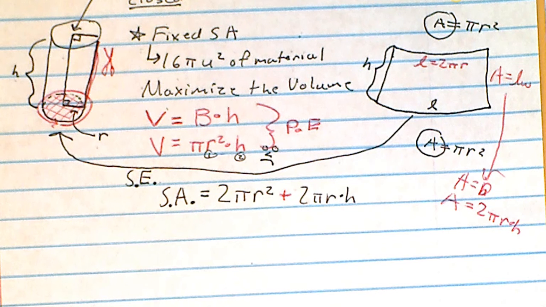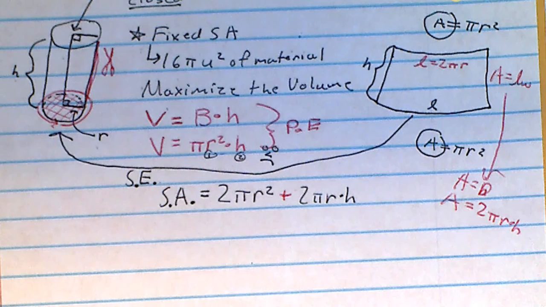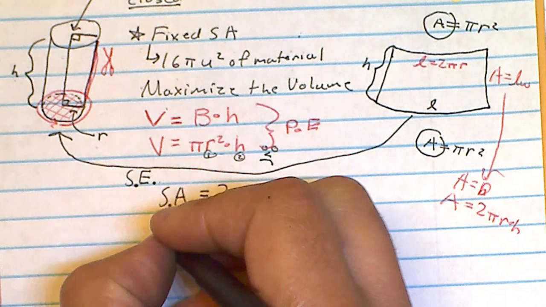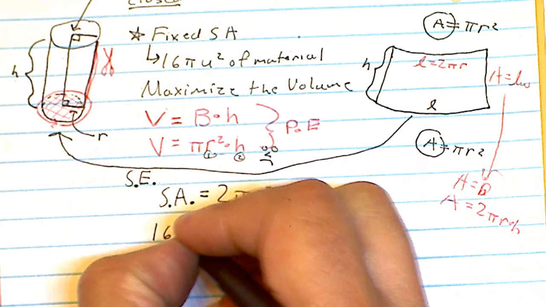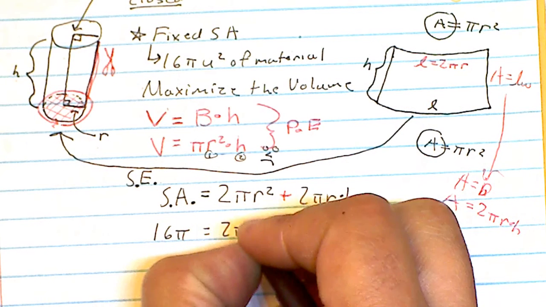Wheels turning. What do I do next? I want to solve, but I also need to plug in what? Yes, the given surface area. 16 pi equals 2 pi r squared plus 2 pi r h.